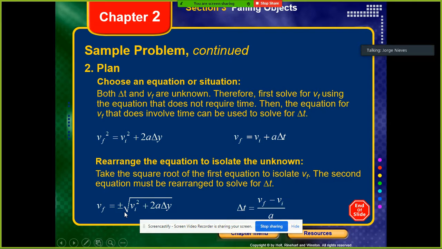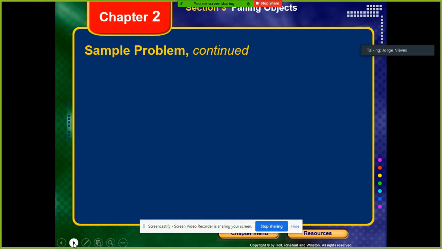We got the square root of the initial velocity squared plus 2 times the acceleration times the change in y, okay? So it's going to look like this. Todo eso lo tenemos, estudiantes. Tenemos la velocidad inicial. We got the acceleration, that is negative 9.8 meters per second squared. And we got the change in y, that is negative 2.0 meters. Básicamente, cuánto mide el jugador de voleibol.